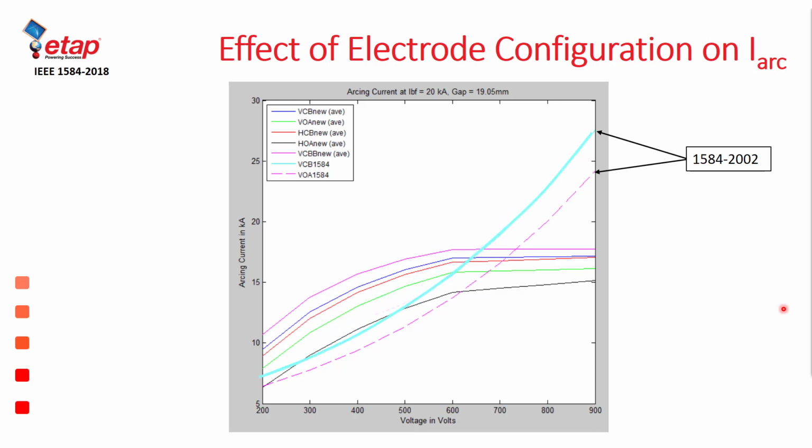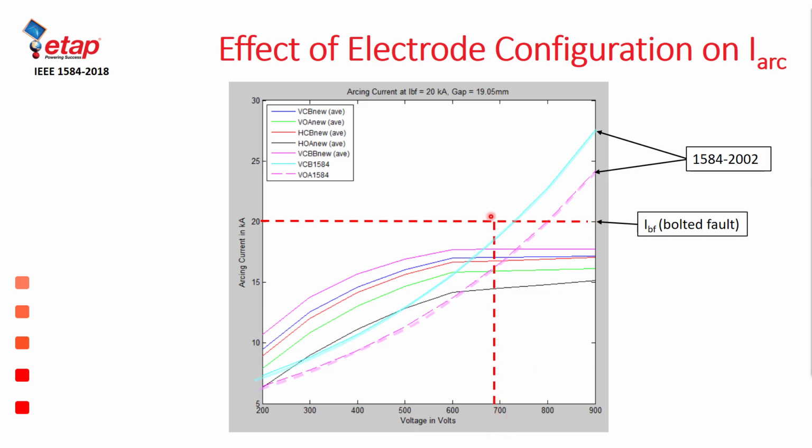As we can see, using these highlighted plots, the model has a particular behavior highlighted in these particular curves. The important thing that I would like you to note in this chart is the available voltage fault current value, which is 20,000 amps, represented by this dotted red plot. You will notice that at roughly approximately 690 volts or higher, the old 2002 arc flash model would predict that the magnitude of the arc current would be higher than the system available short circuit current, which we understand is not possible.